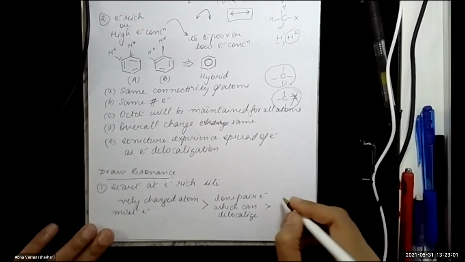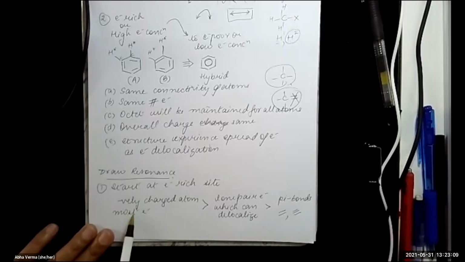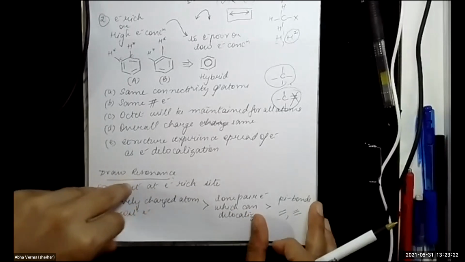And the last is pi bonds. Yes, pi bonds, the double bonds or the triple bonds. Among the negatively charged atoms, the lone pairs and the pi bonds, the negatively charged atoms will be the most electron-rich site. And I'll give you a few examples in a minute.